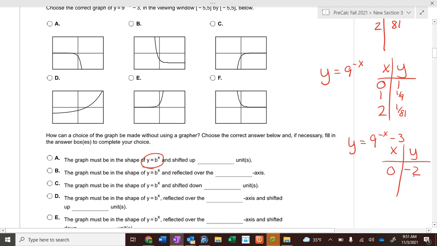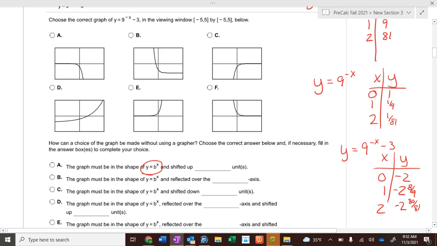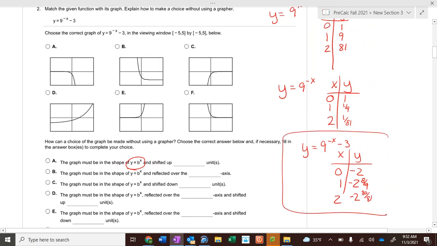So it's 0, negative 2, then when x is 1, negative 2 and 8/9, and when x is 2, negative 2 and 80/81. Okay? So the graph should be this one in the end. So we should cross at (0, -2), and at 1 just a tiny bit lower than that, and at 2 just a tiny bit lower than that, and we're going really close to negative 3. Well, that would be B, correct?